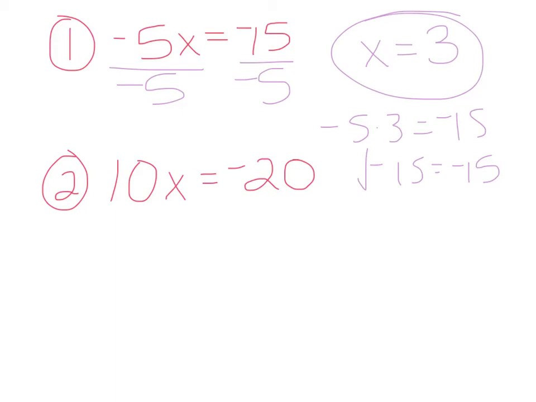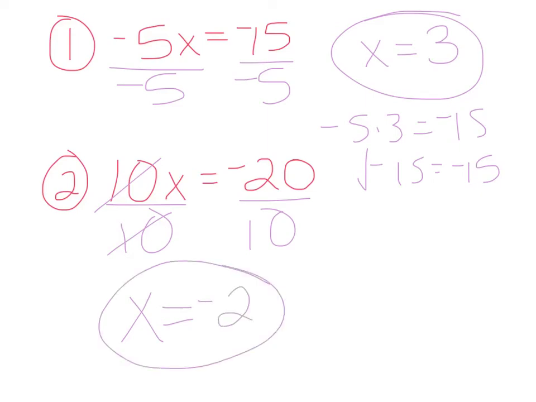Okay, number 2, same way. To get rid of the 10, because that's the one that's on the same side of the equal sign, we're going to divide by 10. So that's going to cancel those out, or make it 1, which is what we want. So x equals negative 2, because negative 20 divided by 10 gives you negative 2.